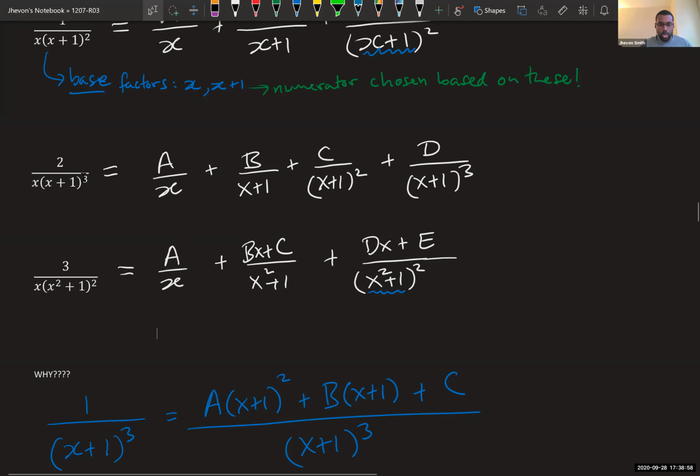When we have the x plus 1 cubed, you think of that as 3 factors. So the x plus 1 has a multiplicity of 3. You have to count up to the multiplicity. So x plus 1 to the first power, x plus 1 to the second power, x plus 1 to the third power. And the numerator is some generic polynomial, 1 degree less than the base factor. So when you're talking about the numerator of each of these, you're looking at the thing that's inside the parentheses.